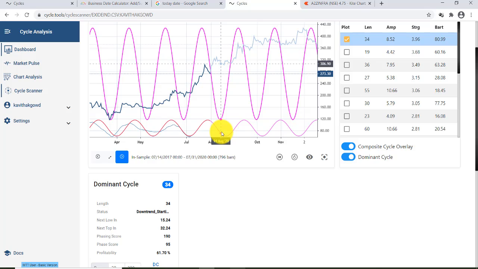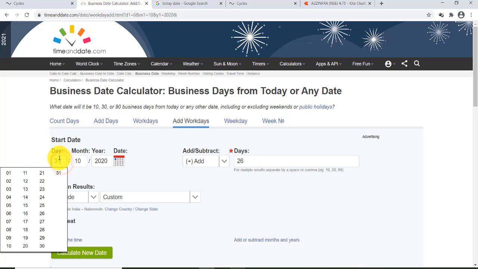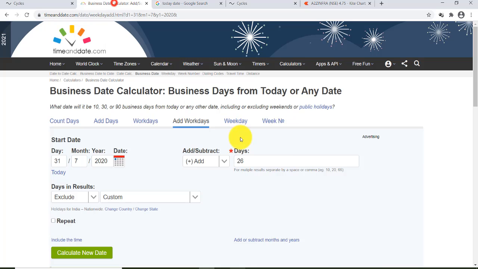But what happens in an uptrend cycle, when a long term uptrend cycle is running, even when the bottom is happening, the price will move upwards. So here the price is 273, and first a low will happen, then the top will happen. So let's add to 31st July, let's add 15 days.